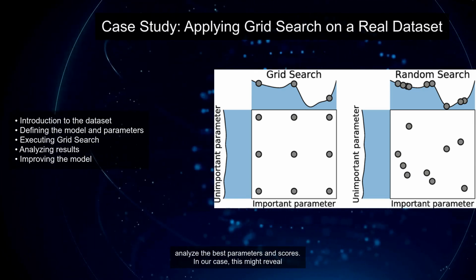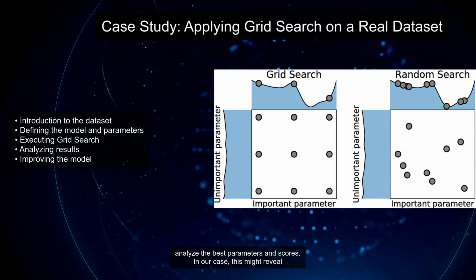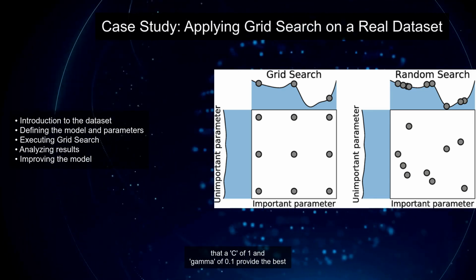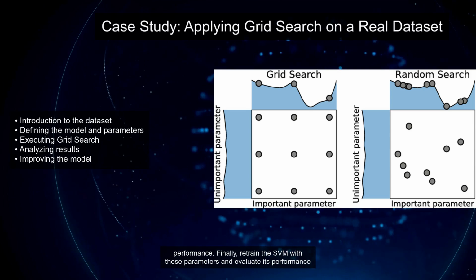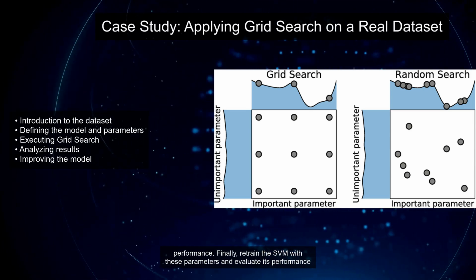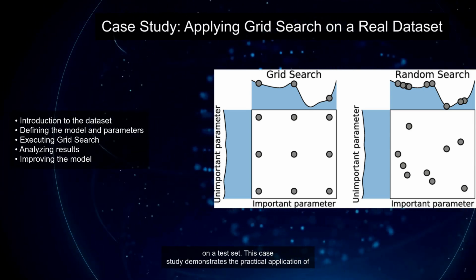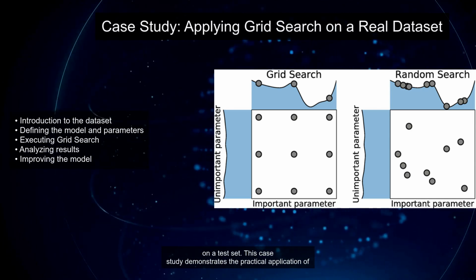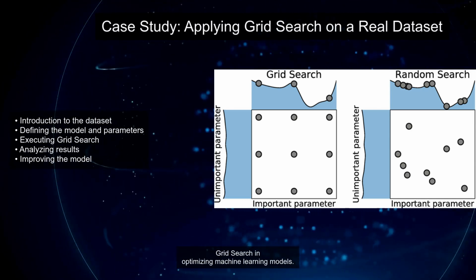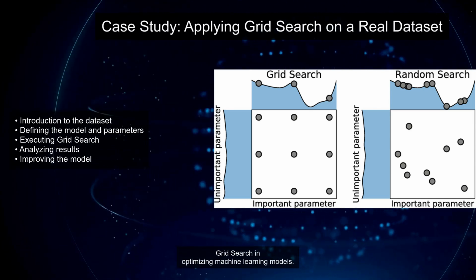Once the search is complete, analyze the best parameters and scores. In our case, this might reveal that a C of 1 and gamma of 0.1 provide the best performance. Finally, retrain the SVM with these parameters and evaluate its performance on a test set. This case study demonstrates the practical application of grid search in optimizing machine learning models.